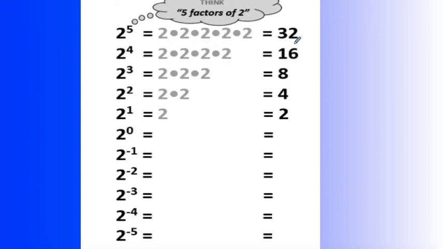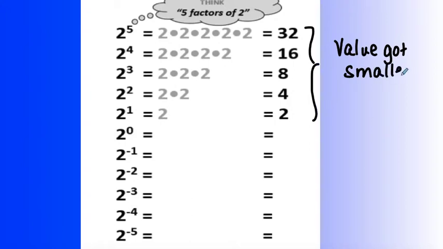2, which is 32. And then what you guys said you noticed was that as the power got smaller, the value got smaller. And that makes sense because I have fewer factors. So 2 to the 4 was 16. So you recognized that the value got smaller. And then we discussed what would happen here. So 1 factor of 2 gave me 2. But what did 2 to the 0 power give me? That means no factors of 2. And we said that that value actually gave me the number 1.